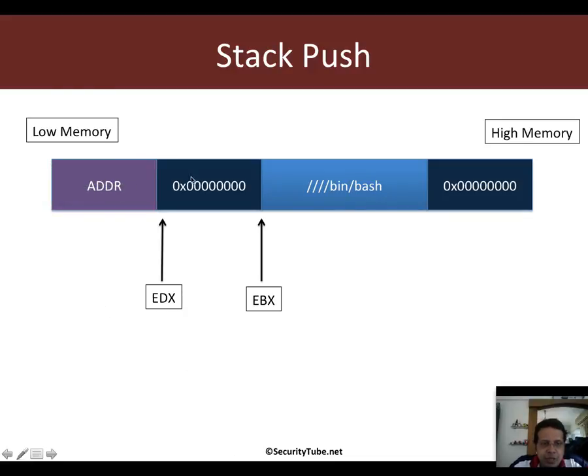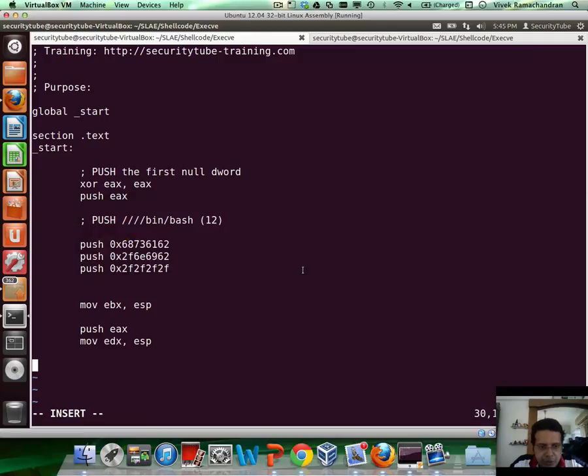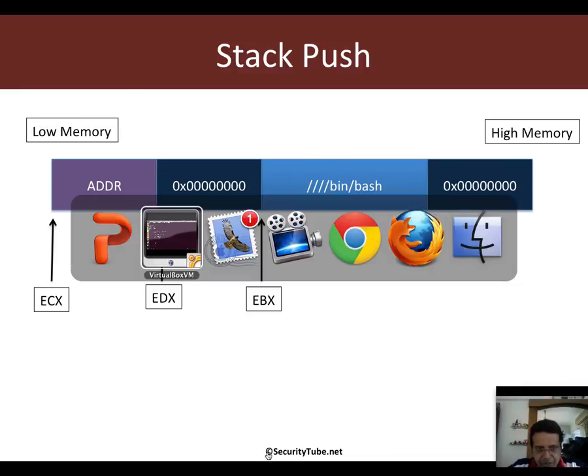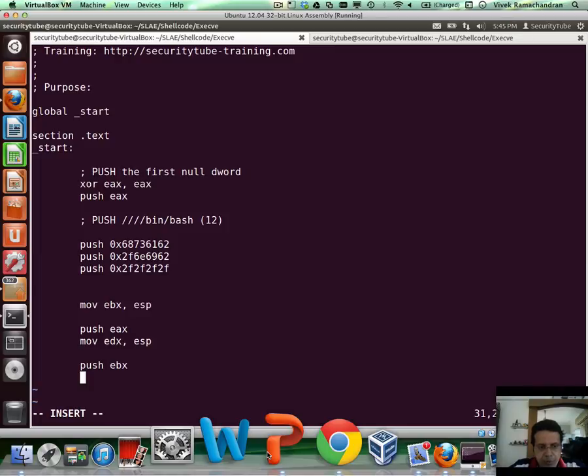Now, what remains is basically argv, which is supposed to point to the location where we have the address in the first DWORD and the null in the second DWORD, right? So I'm going to push the address of this location stored in EBX on the stack, which is very simple because it's already in EBX. So all I do is a push EBX. And then once that is done, I just move the top of the stack onto the ECX register. So here goes, mov ECX, ESP. There you go.